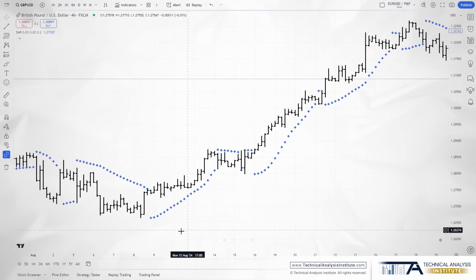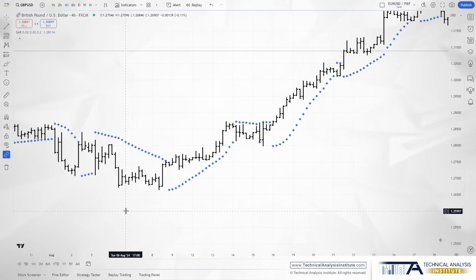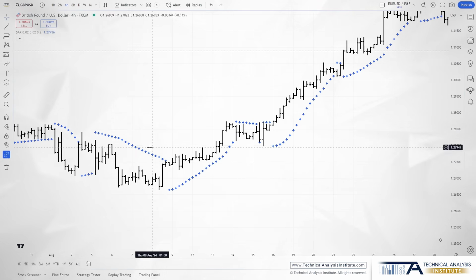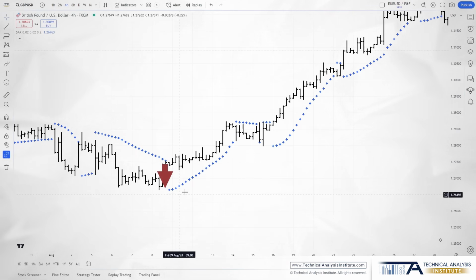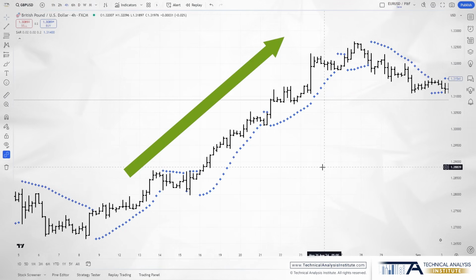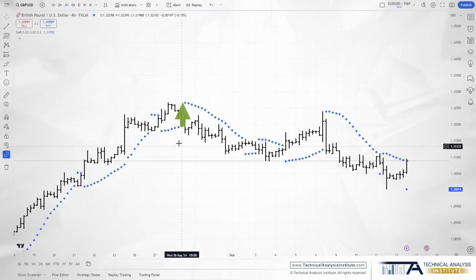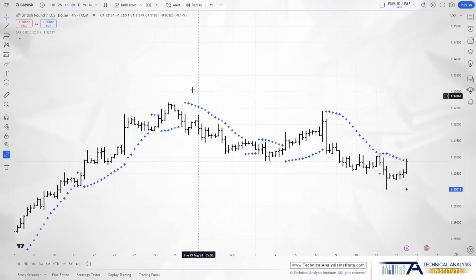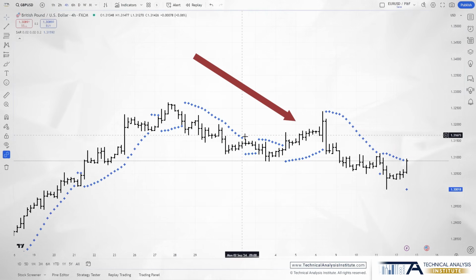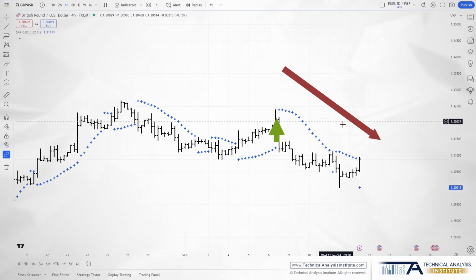The Parabolic SAR appears as a series of dots on your trading chart. When these dots flip positions, moving from above the price to below it, they signal a potential bullish turn, suggesting it might be a good time to enter a long position or exit a short position. Conversely, when the dots move from below the price to above it, it suggests bearish momentum, signaling an exit for long positions or an entry for shorts.